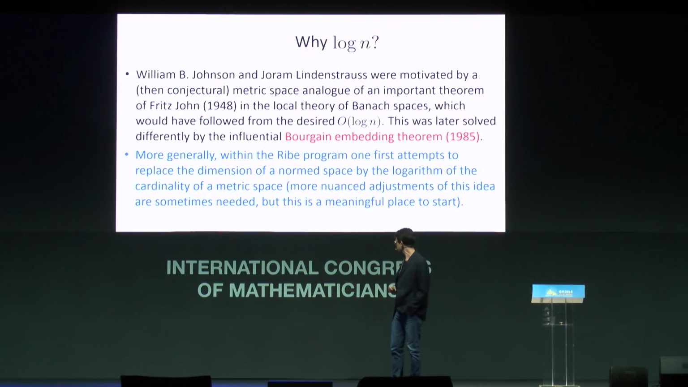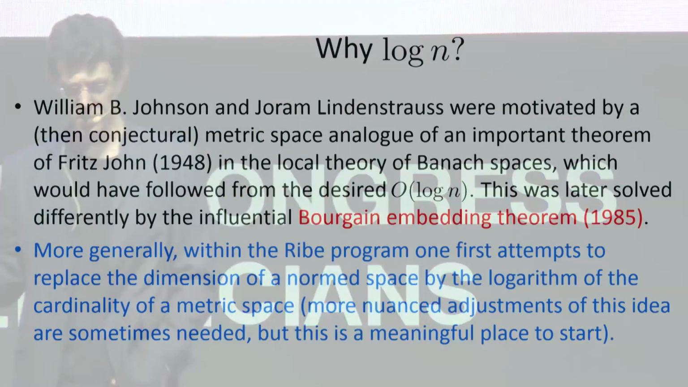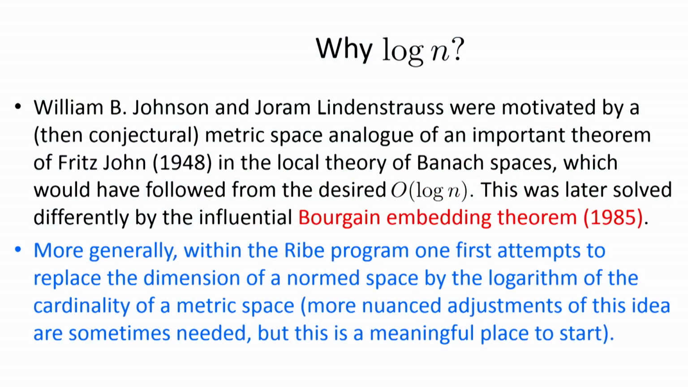And more generally, the Ribe program is about finite dimensional normed spaces. So the first thing you can ask is what is the dimension of a metric space? There are many ways to do this, and we very often care about infinite metric spaces as well. But in the context of finite metric spaces, it's very good practice to start by imagining that the dimension is log the number of points. I warn you that the reality is much more nuanced, and we need to adjust this intuition. But generally, this is the first attempt when you try to make this analogy.